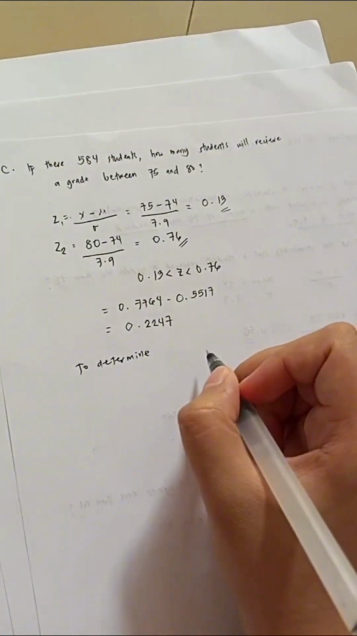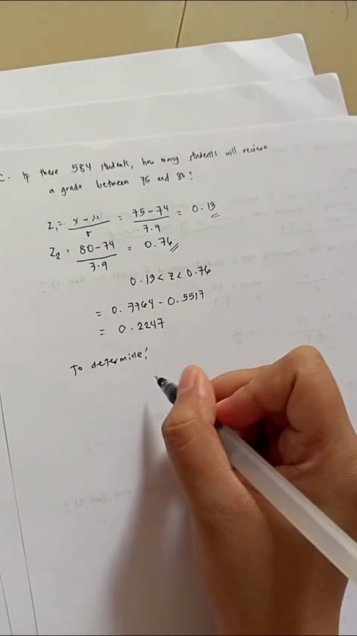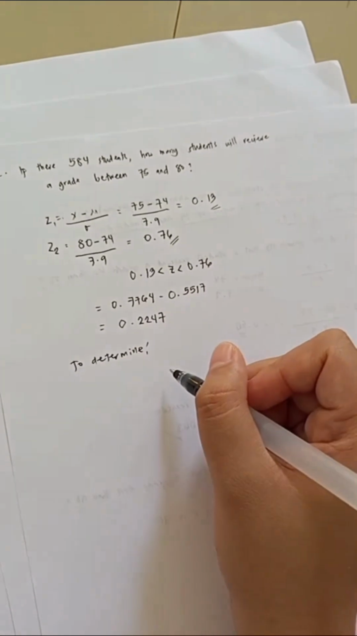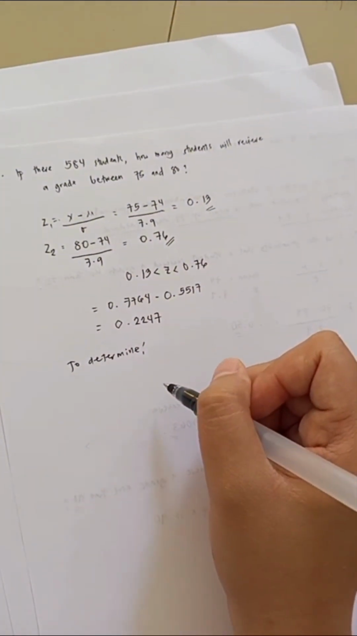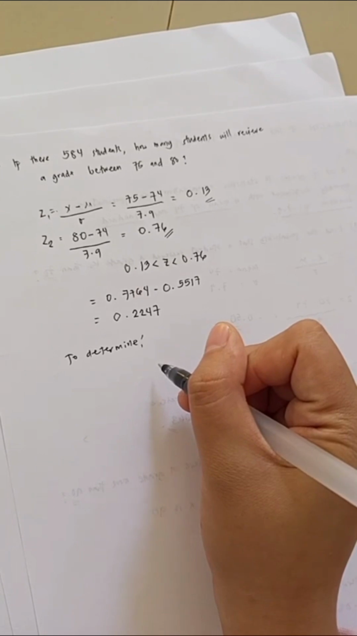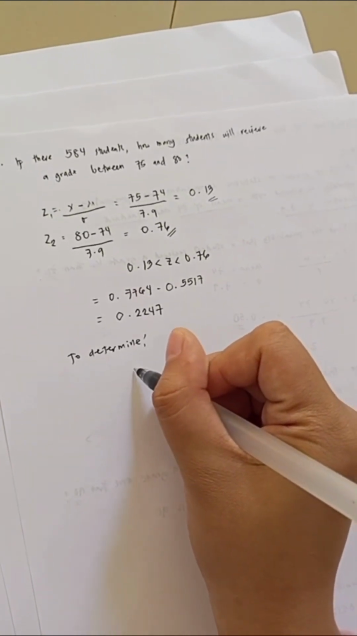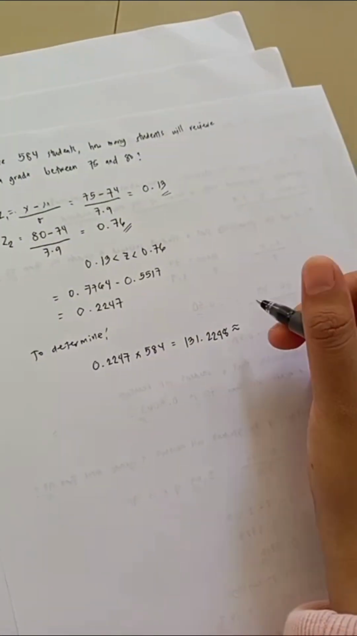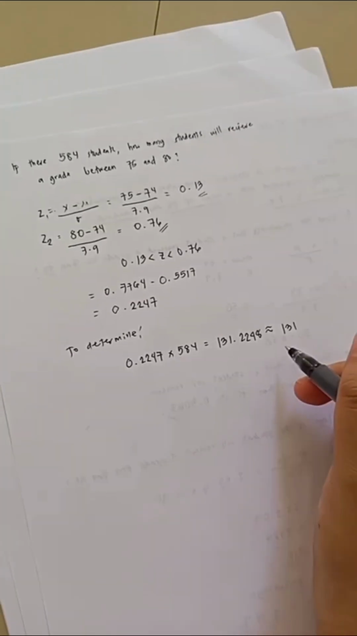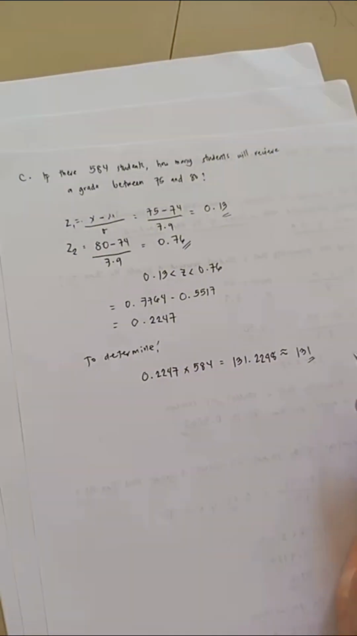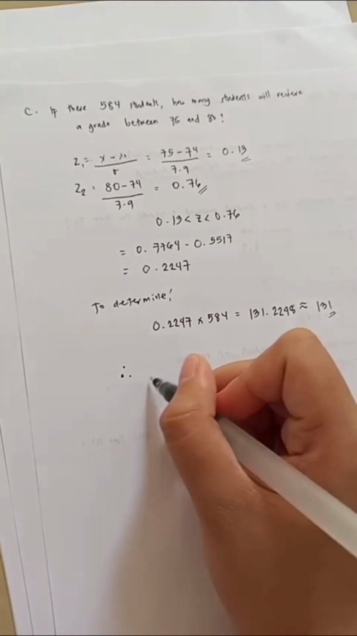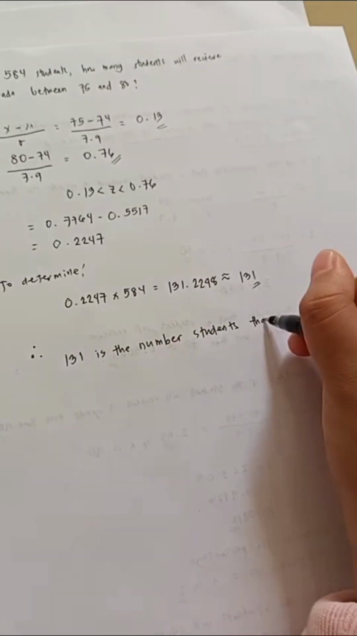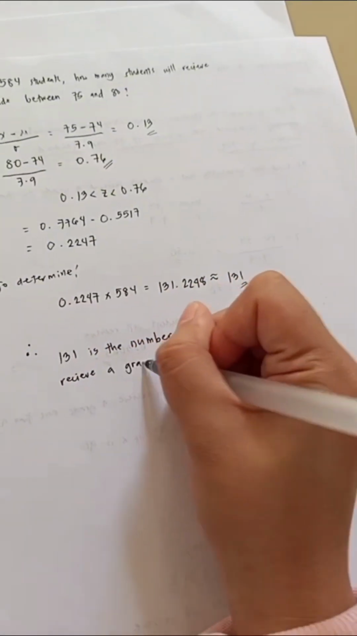0.2247. So to determine how many students will receive a grade between 75 and 80, we will multiply the result into 584 students. And simplify, it becomes 131.2248 or 131. Therefore, 131 is the number of students that will receive a grade between 75 and 80.